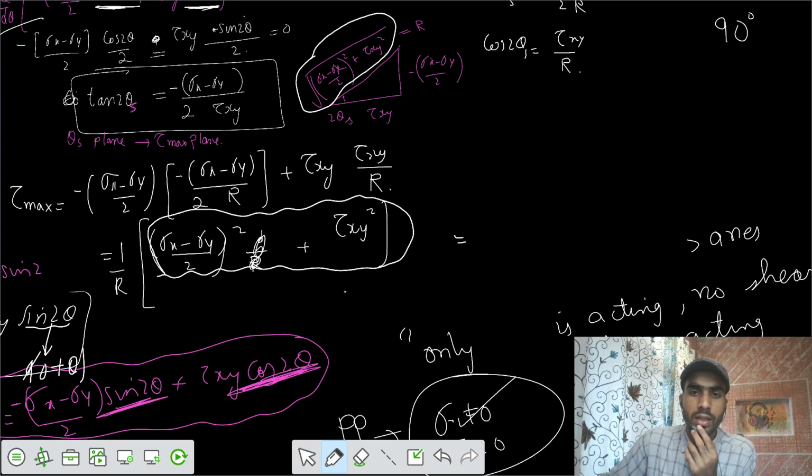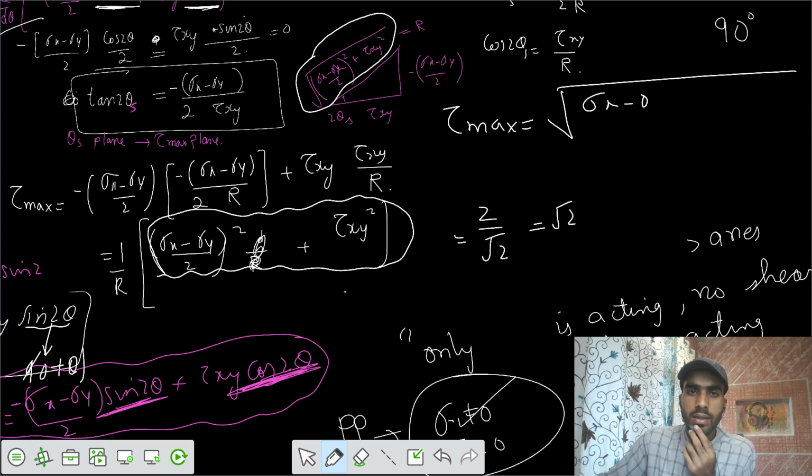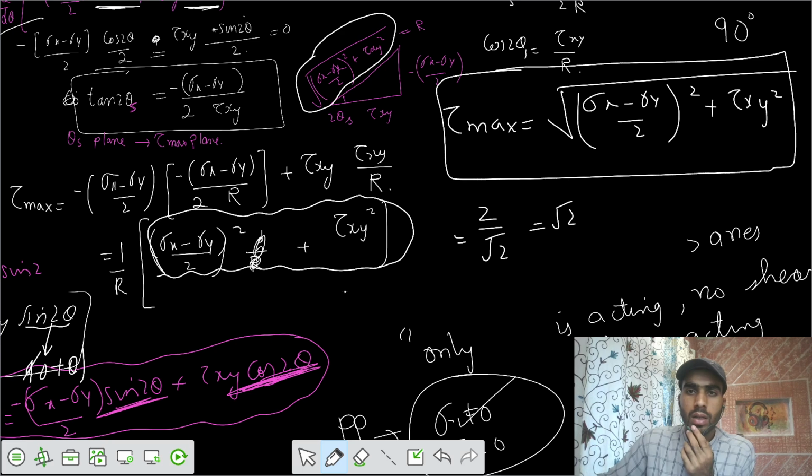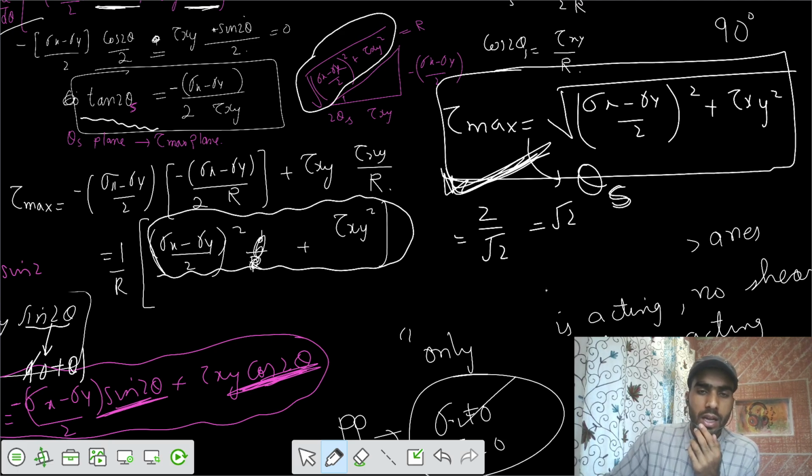So we have 2 by root 2, that equals root 2. So can we say that tau max equals root of ((sigma x minus sigma y) by 2) whole square plus tau xy whole square? Can we say that? So we got the value of tau max at some particular value of theta, that is theta s, that we calculated from tan 2 theta s here.